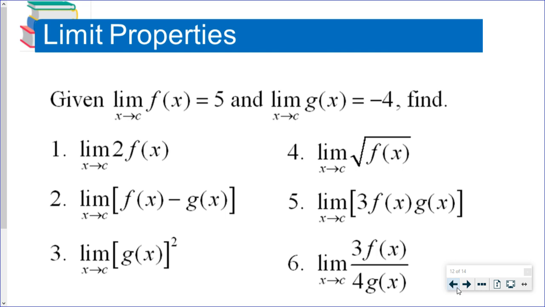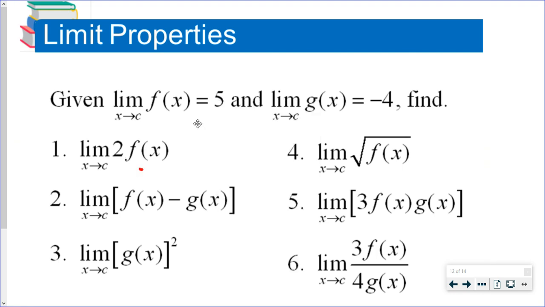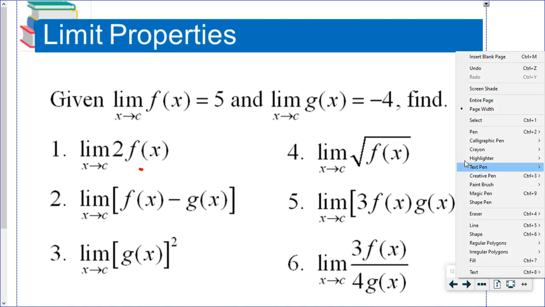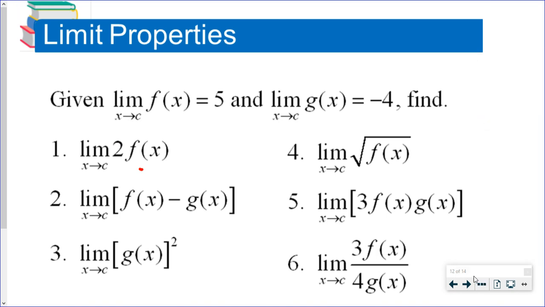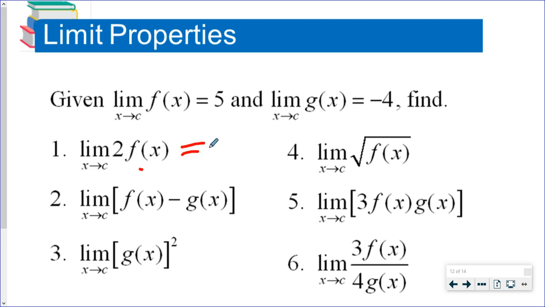The first one would absolutely just be 10, because we know that the limit as x approaches c of f of x is 5. If we multiply that by 2, we just get 10. So the next one would be 9, because 5 minus -4 would definitely be 9. That's not horrible. Pretty easy.